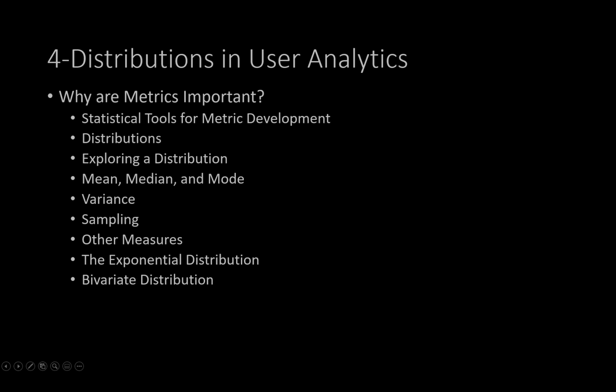Variance. Now let's talk about variance. The definition of variance is that it indicates the spread of the data. This is important because all data sets are not equal. Some data sets have more dispersion than others.